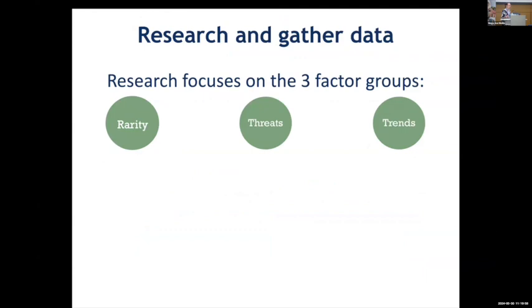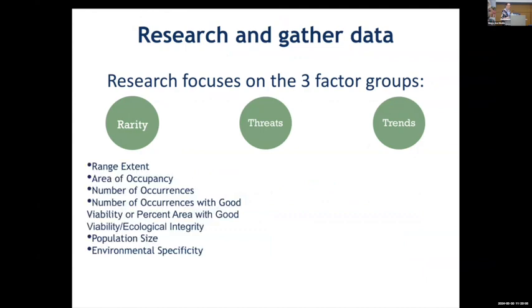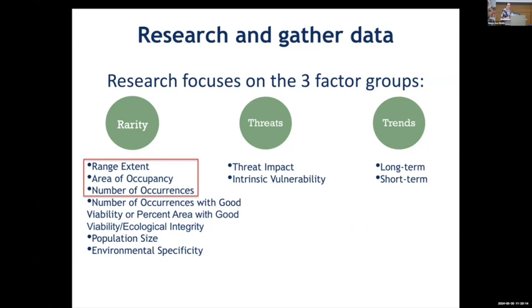When we do a conservation status assessment, we focus our research on 3 different elements. We have 6 rarity factors, 2 threats factors, and 2 trends factors. And for our purposes today, we're going to focus on our abundance and distribution information for range extent, area of occupancy, and the number of occurrences.